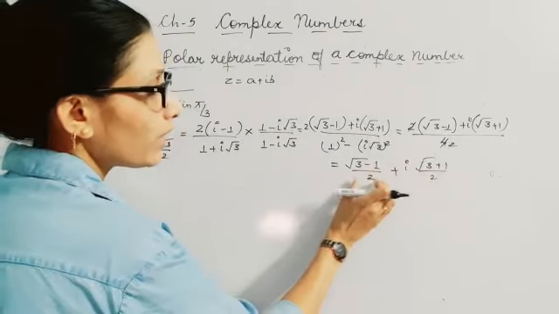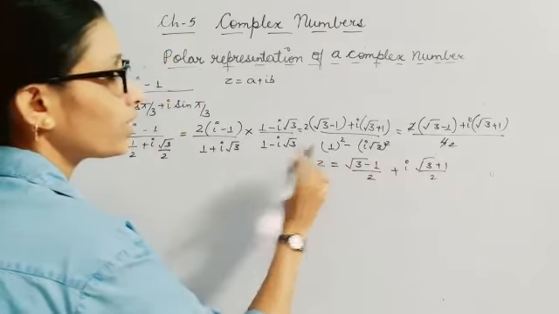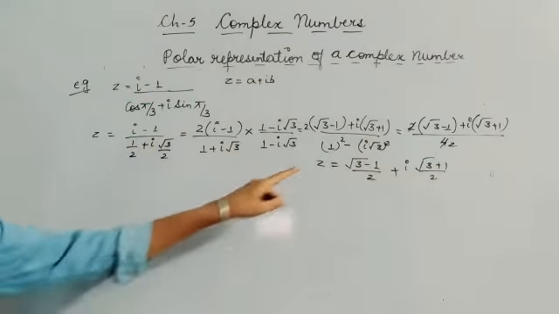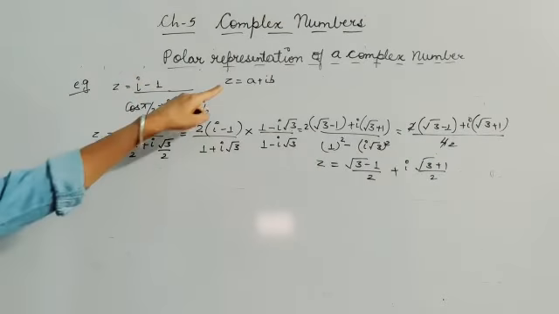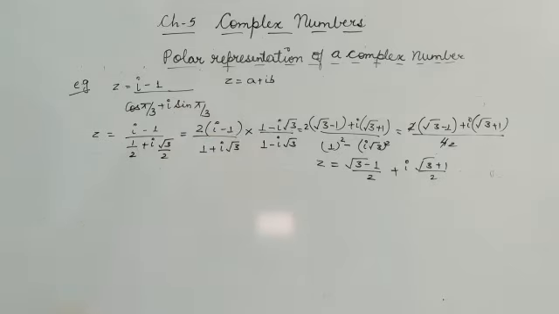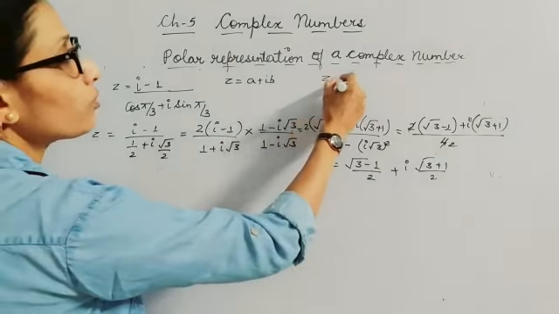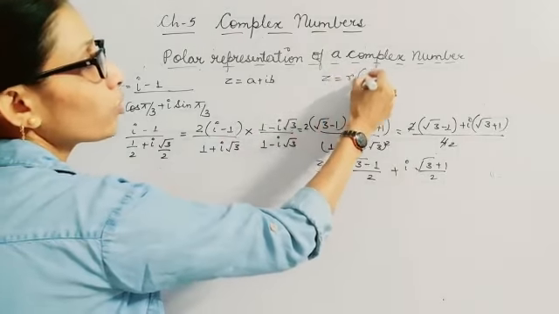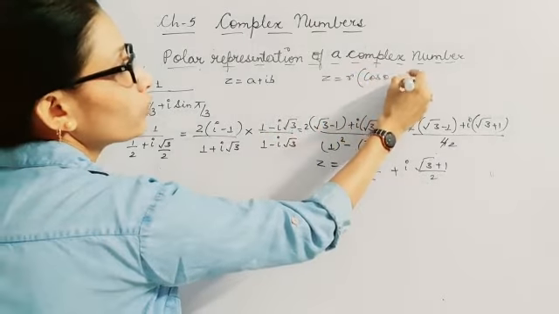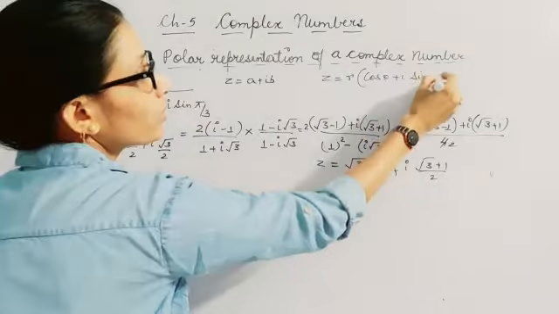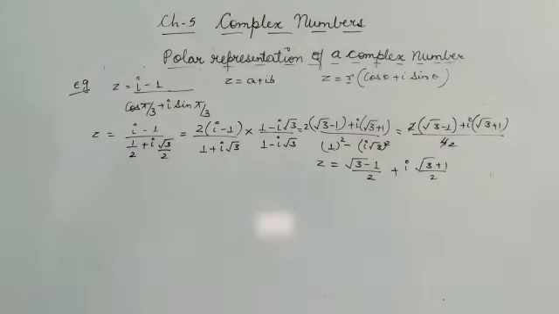So this is my a plus iota b form. Now this is the simplified, or I can say the standard form, of my complex number. Now I need to write it in polar form. So I know my polar form is written as r cos theta plus iota sin theta. For this, first of all, I need to calculate the resultant.